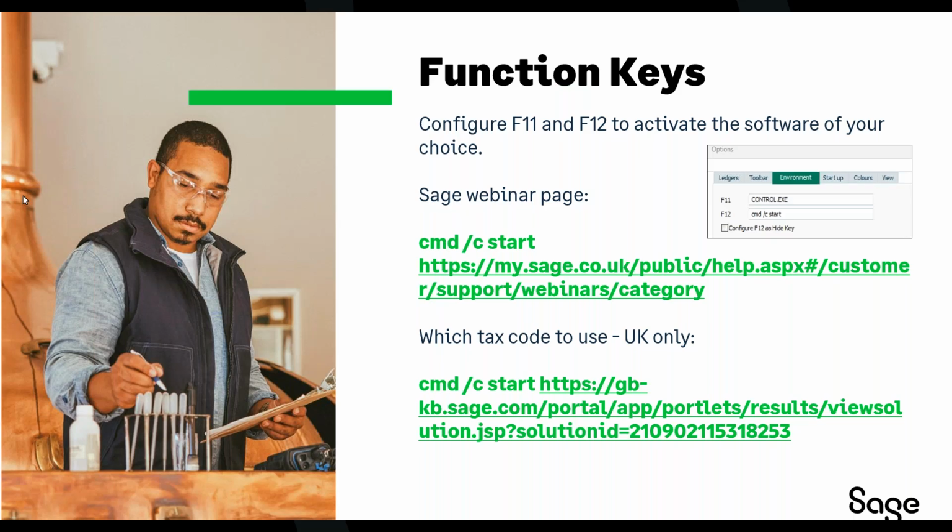It is worth thinking about what you find that you refer to when you're working in Sage. So a lot of our customers use our tax code finder article. So if you think about when you're entering a transaction and you're unsure of which tax code to use, if you've configured either F11 or F12 just to open this up, it'll save you having to then go and open a browser, go and open the help center and look for the guide on there. It just opens it straight away from the program just by hitting one key on your keyboard.